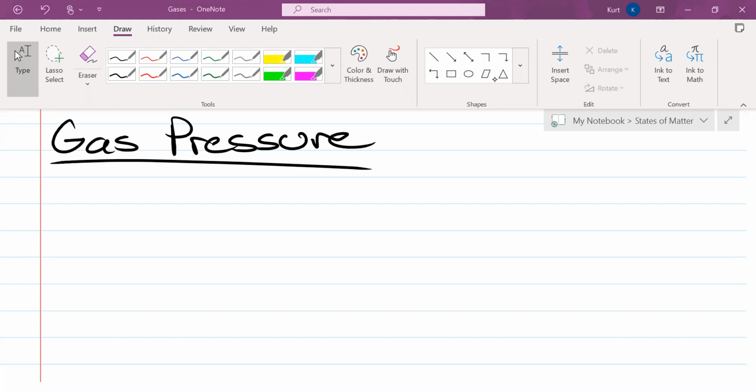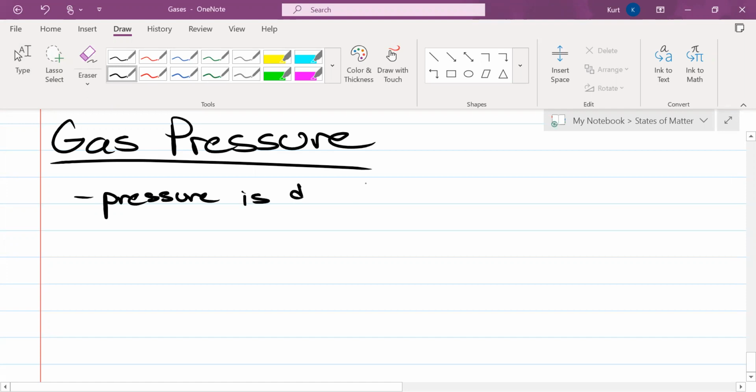All right. Well, when you feel that bloated feeling, you might have a lot of gas buildup, and when you just let one rip, that gas is released and that pressure subsides. Well, pressure is defined as a force per unit area.